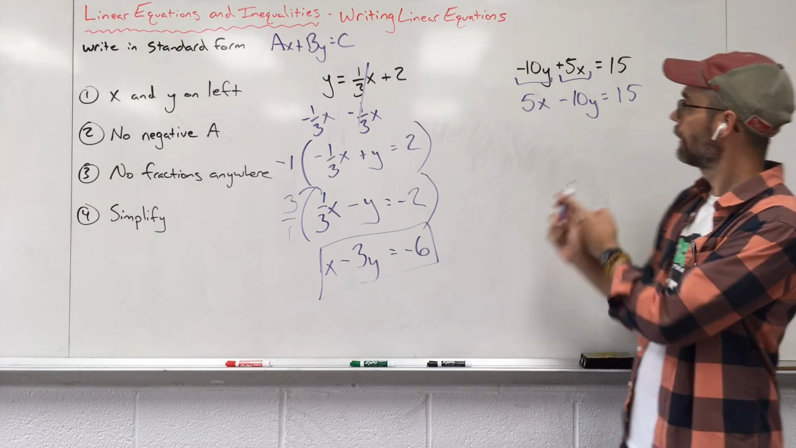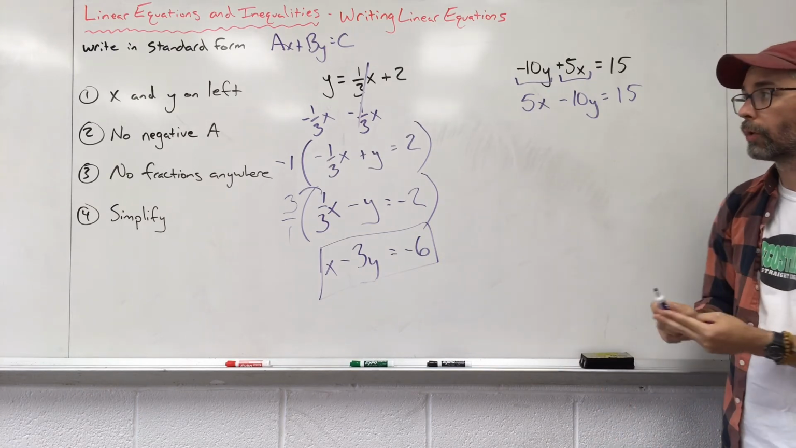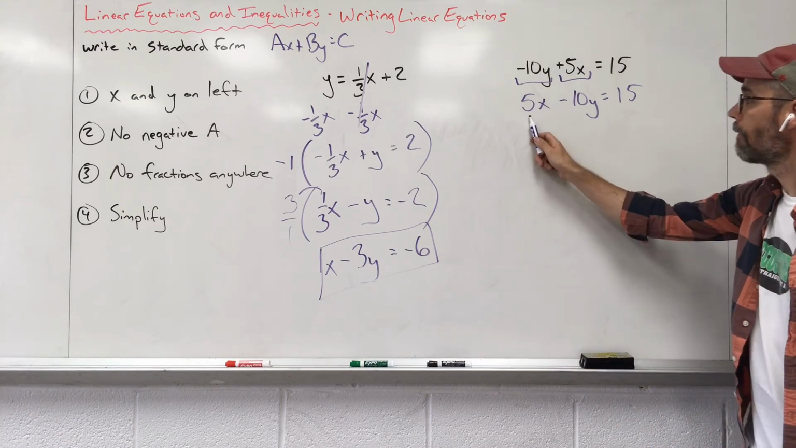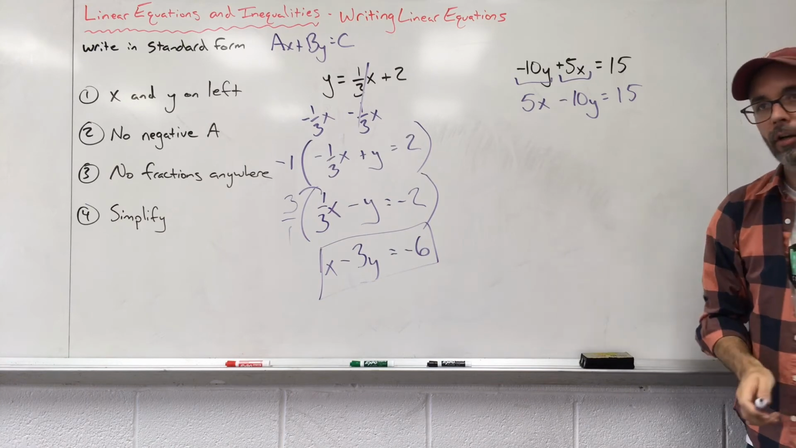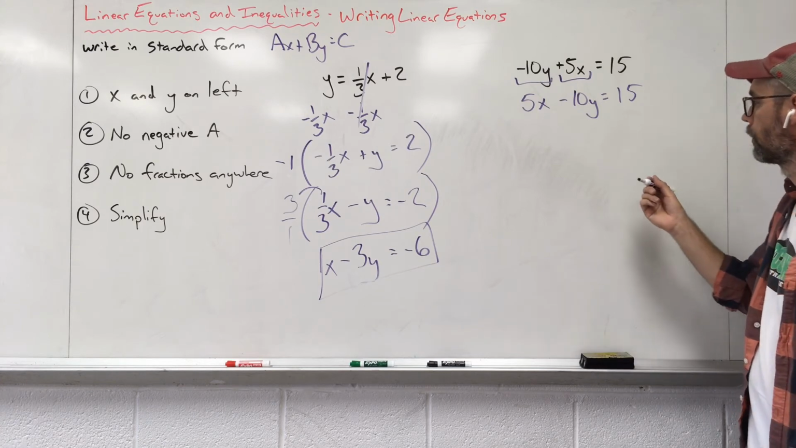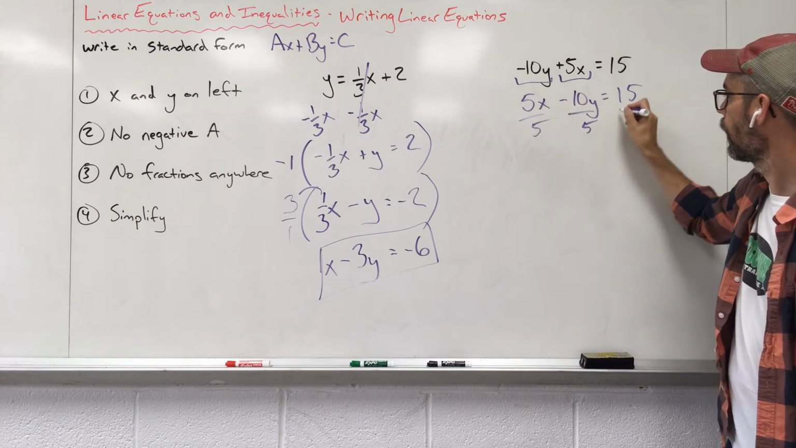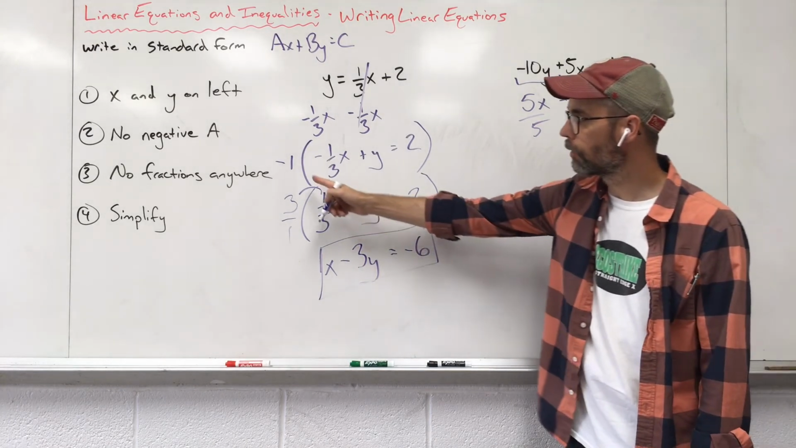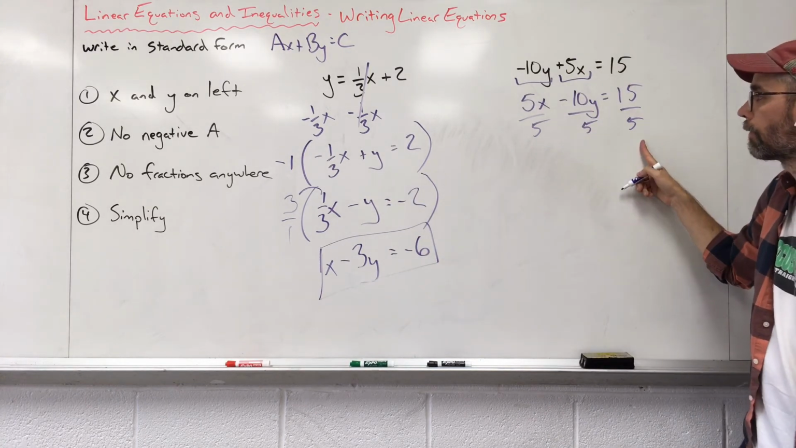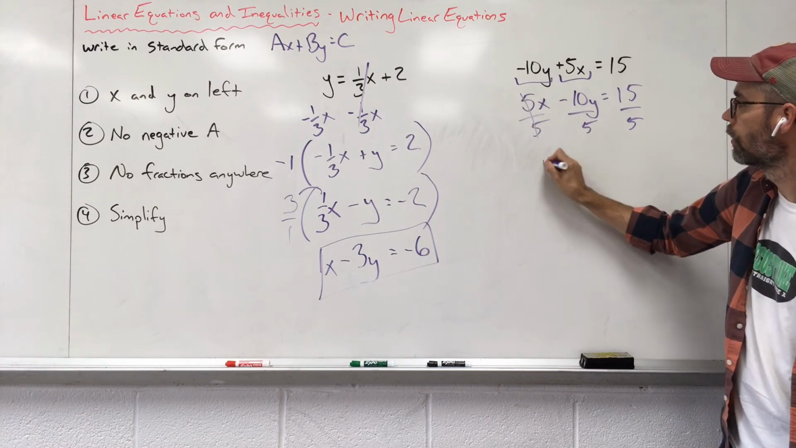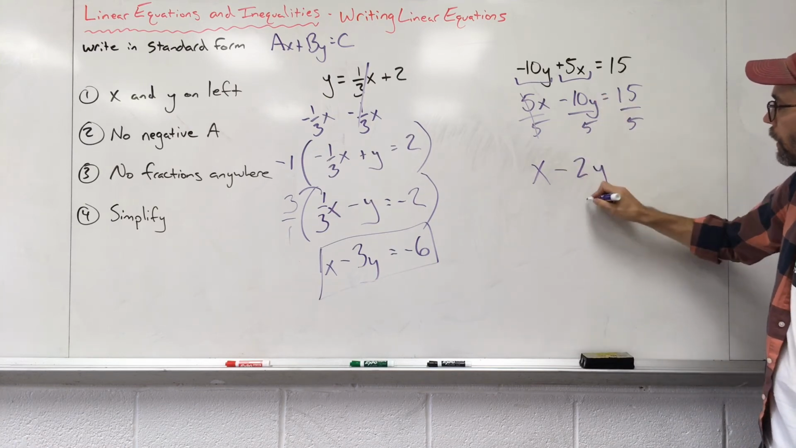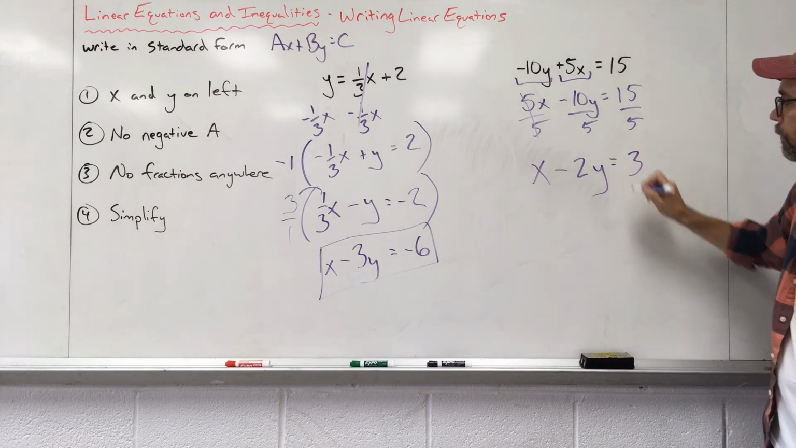Is x and y on the left? Yes. Do we have a negative a? No, we do not. Do we have fractions? No. But can we simplify? Yes. 5, 10, 15, they all share a number. 5 goes into each one of those. I want to divide everything by 5. Divide, divide, divide. Like over here, how we multiplied everything by that -1, we multiplied everything by 3. I want to divide everything by 5 because those cancel. x minus 10 and 5 give me a 2. Bring down the y. 15 and 5 give me 3.